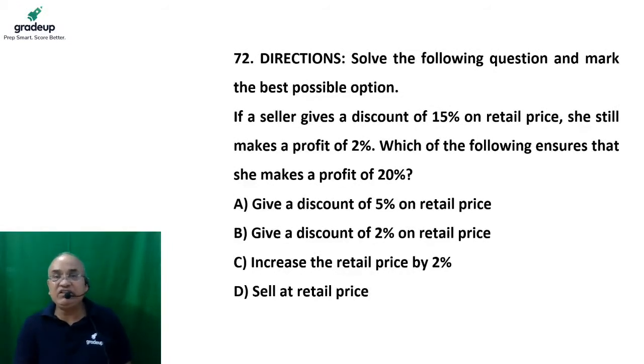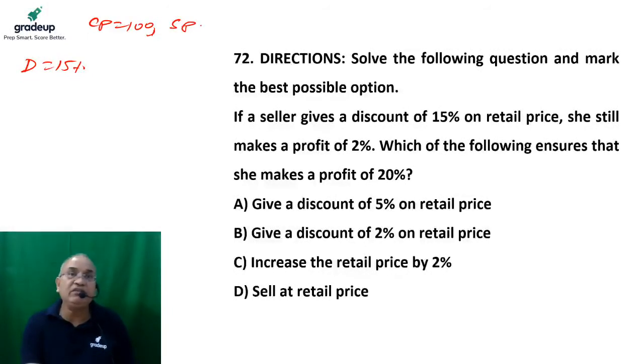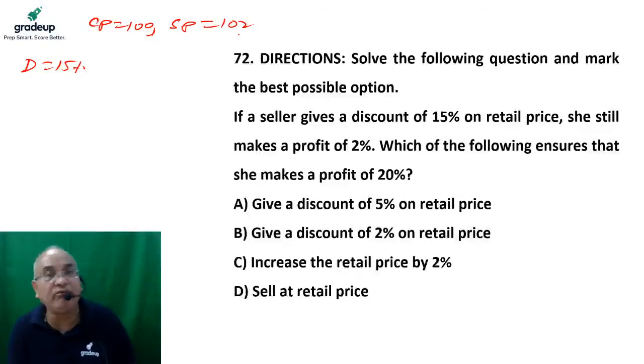Question 72. If a seller gives a discount of 15% on the retail price, she still makes a profit of 2%. Let's say the cost price is rupees 100 and the selling price is definitely 102 because a 2% profit is there. Are you getting my point? Which of the following ensures that she makes a profit of 20%?